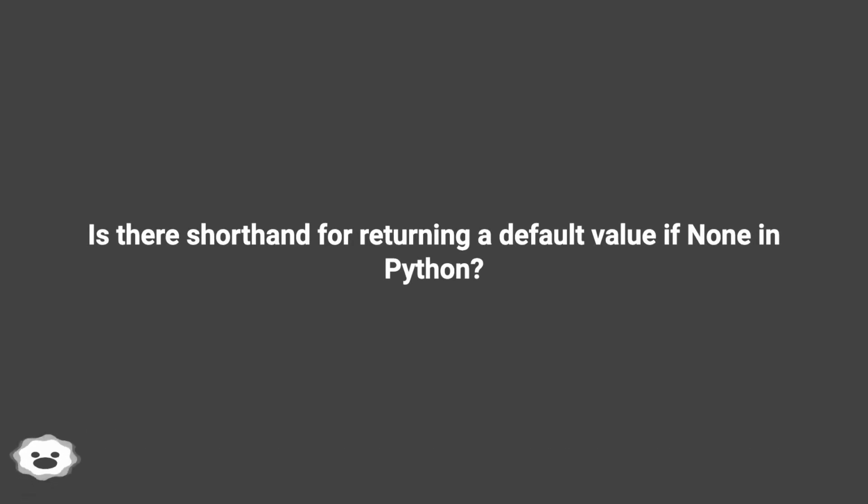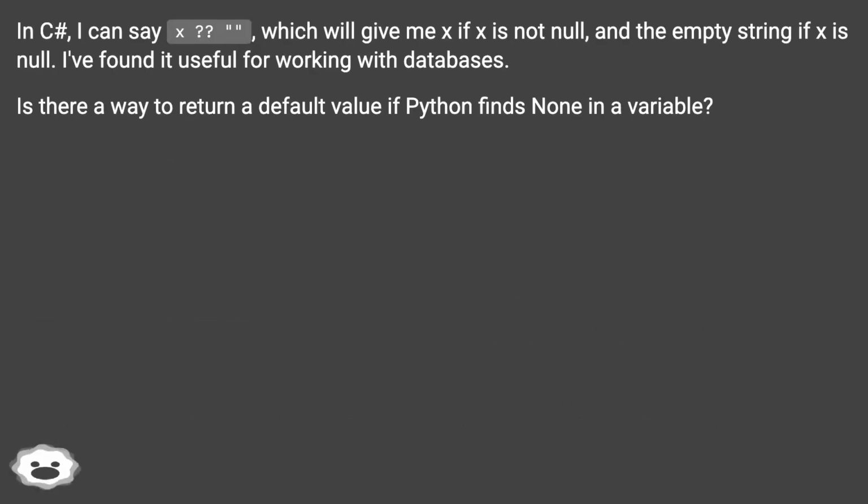Is there shorthand for returning a default value if none in Python? In C#, I can say x ?? "", which will give me x if x is not null, and the empty string if x is null. I found it useful for working with databases. Is there a way to return a default value if Python finds None in a variable?